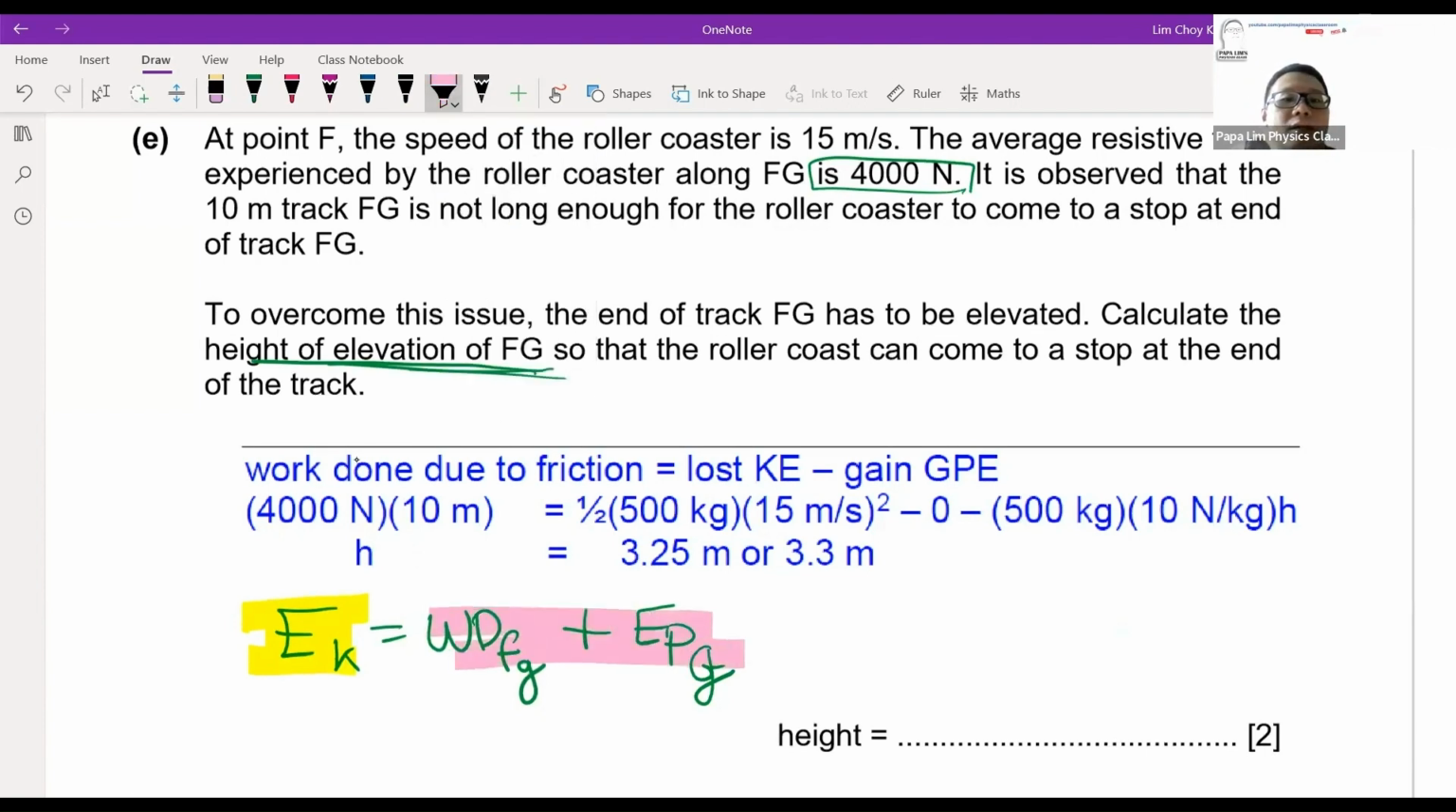You can either look at it in terms of gain and loss, or in terms of the total energy. I always prefer the initial and final total energy, because it's much easier for students to see in any question.